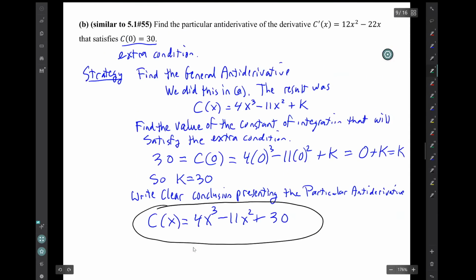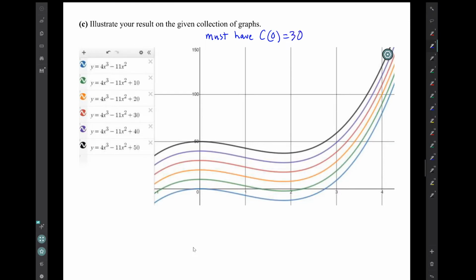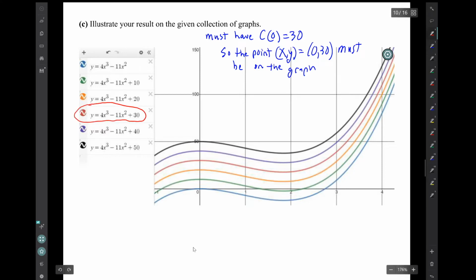Well, let's remember what our job was. Our job was to find the particular antiderivative that satisfies this condition, c(0) = 30. But that means the point (0, 30) will be on the graph. So the way that we illustrate our result is we pick out the antiderivative that we found. The particular antiderivative was this one. And the criterion that it satisfied, the extra condition, was that it's the only antiderivative that satisfies this condition. And we illustrate that by putting a point on the graph there. Of all of the antiderivatives, that's the only one that goes through that point. So we illustrate our result by pointing out that among all of these antiderivatives, this is the one whose graph goes through that point.